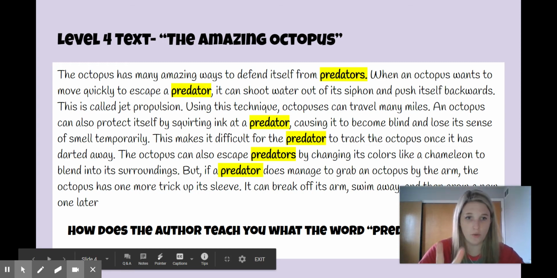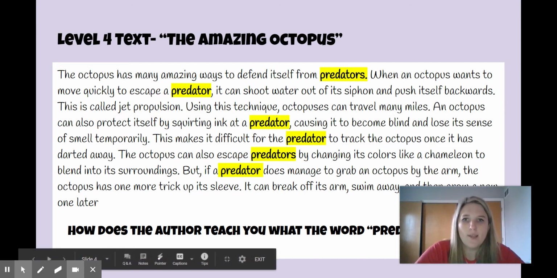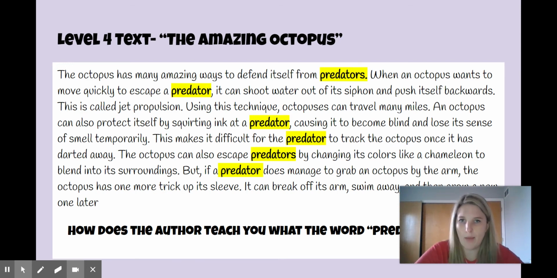We know in level 2, they taught us just by saying it, but I bet that might not be the case here. The octopus has many amazing ways to defend itself from predators. When an octopus wants to move quickly to escape a predator, it can shoot water out of its siphon and push itself backwards. This is called jet propulsion. Using this technique, octopuses can travel many miles.